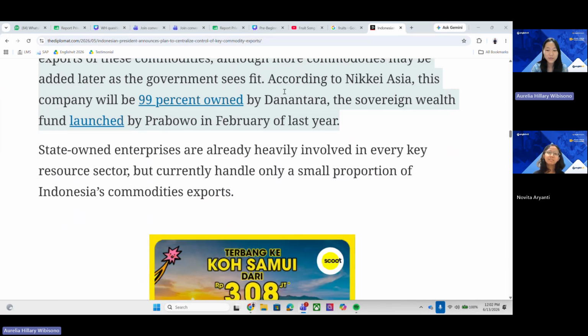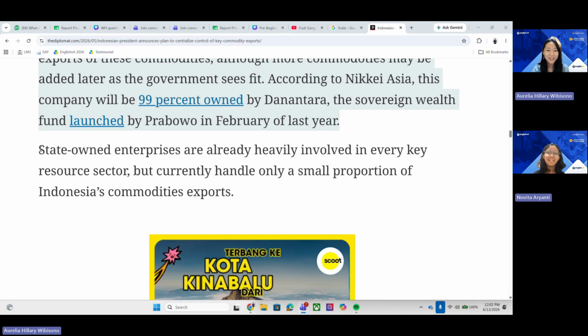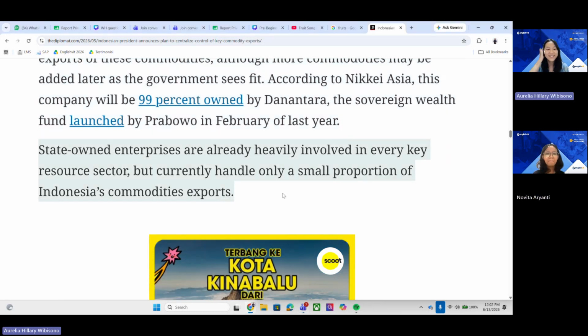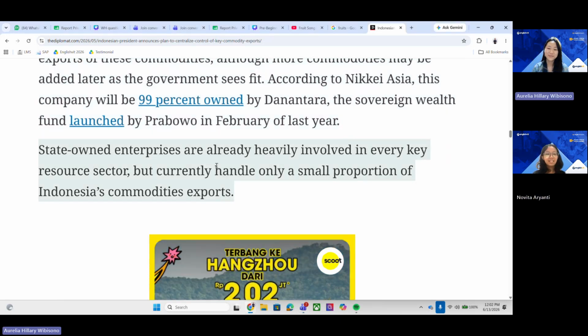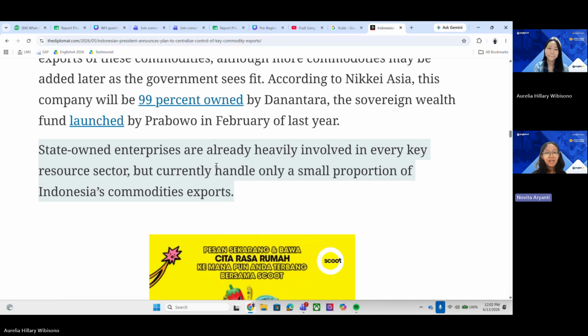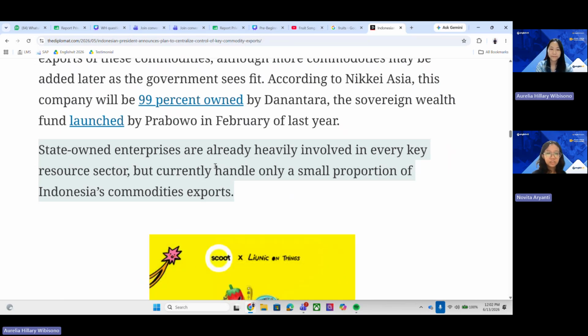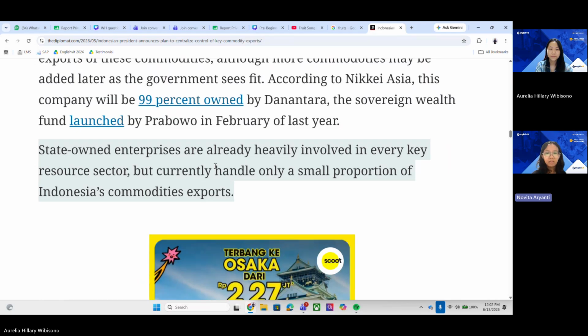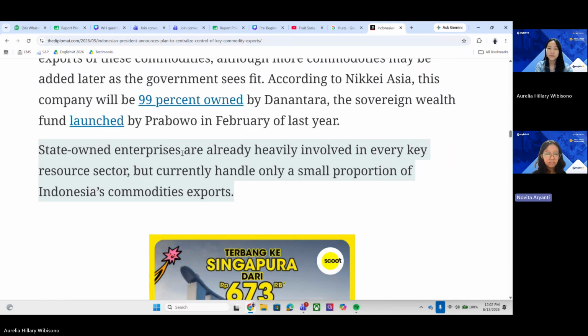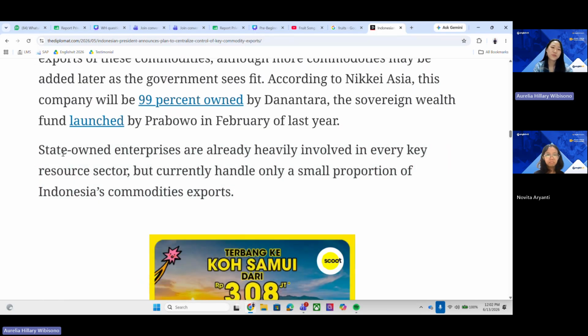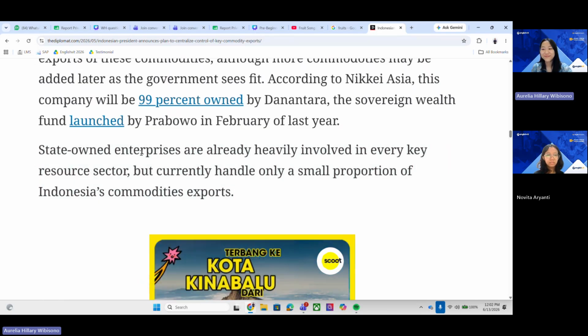It's a democratic country, right? I don't know. And then this one. State-owned enterprises are already heavily involved in every key resource sector, but currently handle only a small proportion of Indonesia's commodities export. Please explain to me what it means by state-owned enterprises.